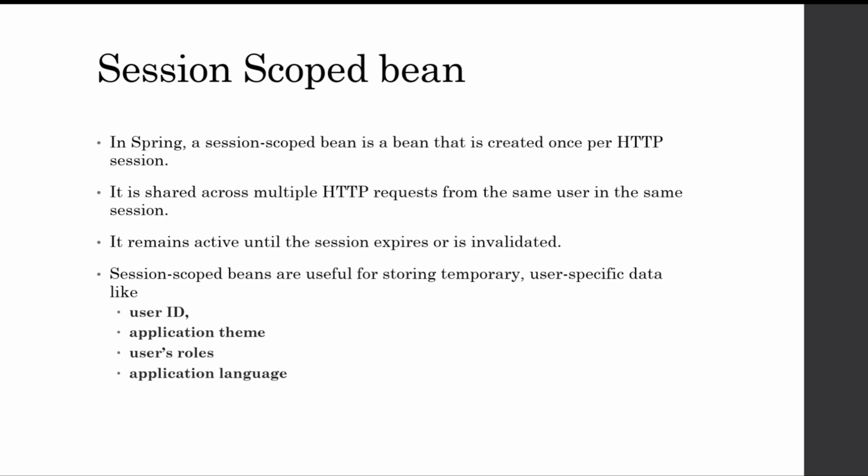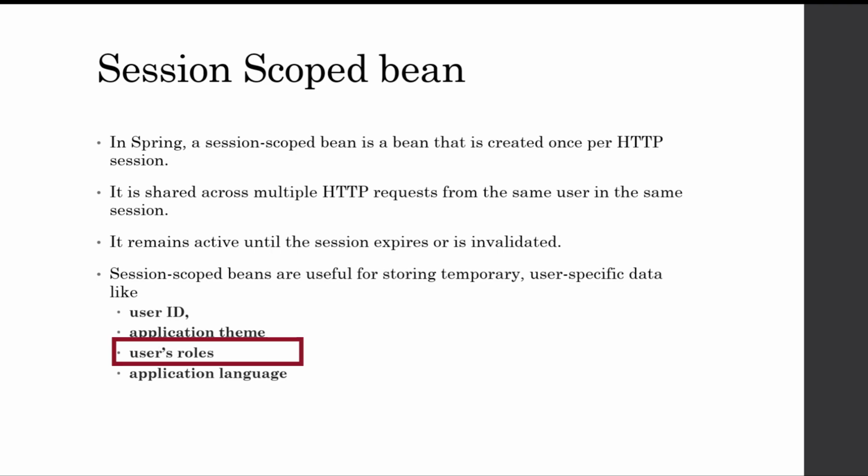Let's start with user ID. If the user ID is used across multiple HTTP requests, then it is better to store it in the session scope bean rather than querying the database for each HTTP request. If the application supports multiple themes, then the user's theme preference can be stored in a session scoped bean to maintain consistency across all the requests.